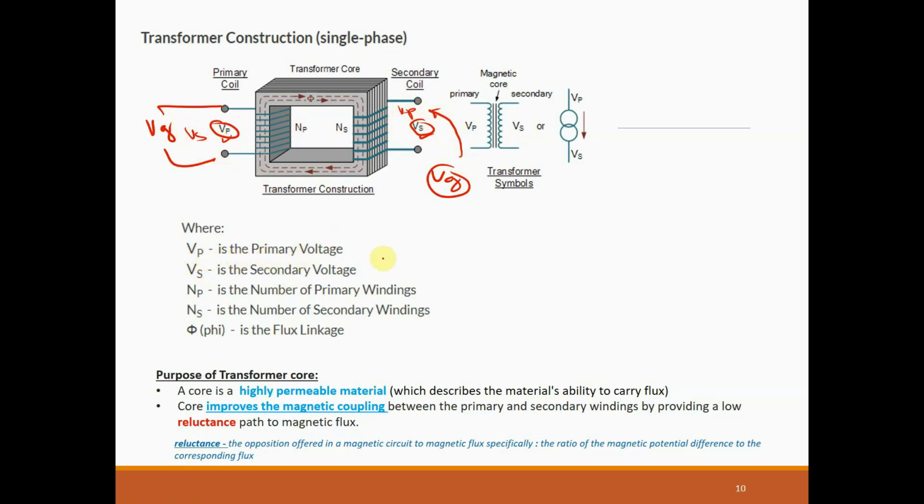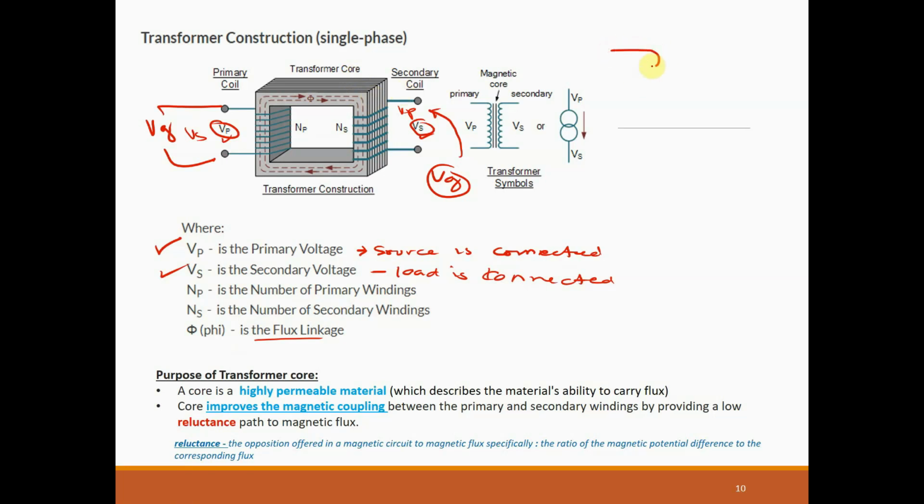Vp is the primary voltage, where the source is connected. Vs is the secondary voltage, where the load is connected. To make it short, Vp is the source side, Vs is the load side. That's it. So Np is the number of primary windings, Ns is the number of secondary windings, and Φ is the circulating flux.